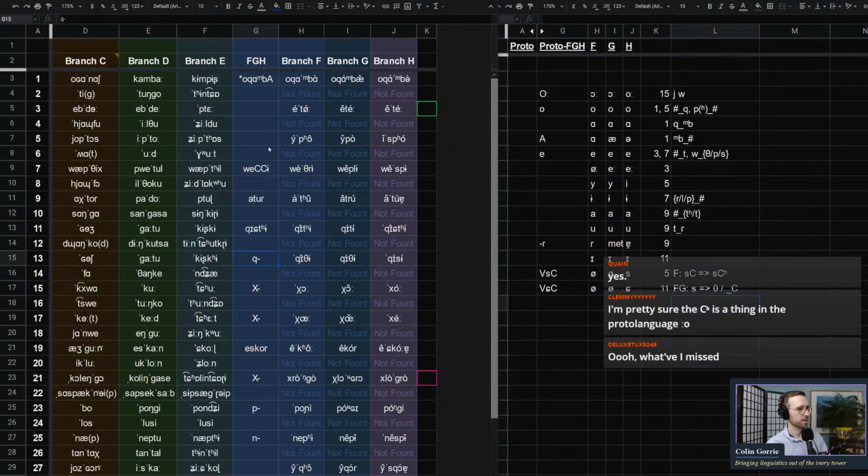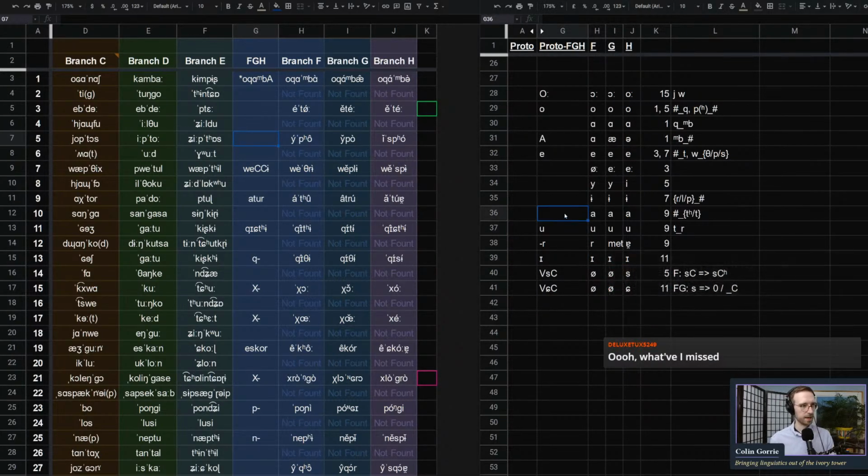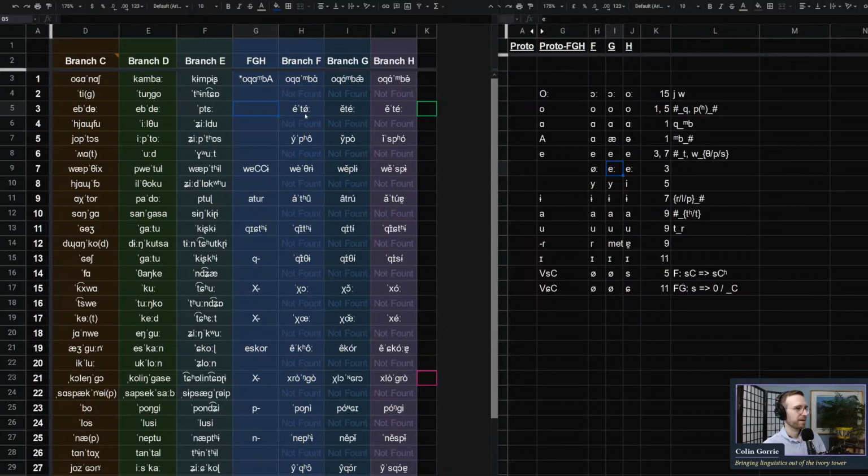And I think we can also do this one. Let me just fill this out. So here are our proto vowels. What to do with these front rounded vowels that we see in 3 and 5? Ete, ete, ete.